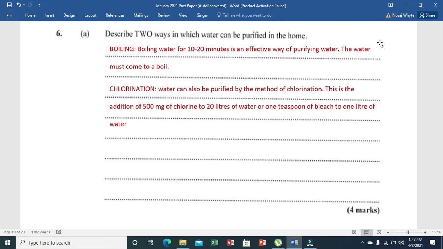Now, another method that you could use if you have access to chlorine is chlorination, where water can also be purified by chlorination. This is the addition of 500 milligrams of chlorine to 20 liters of water, or you could use 1 teaspoon of bleach to 1 liter of water. And these are two simple ways of purifying water at home.